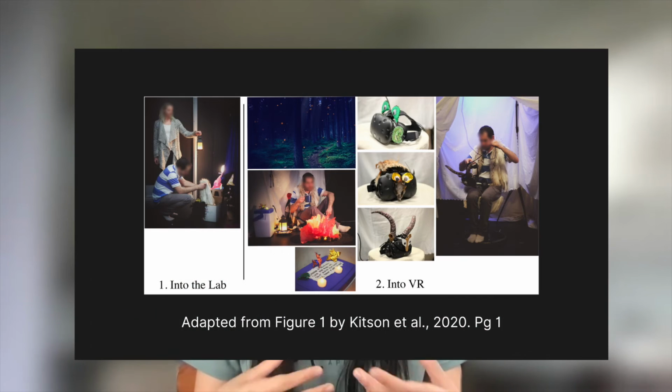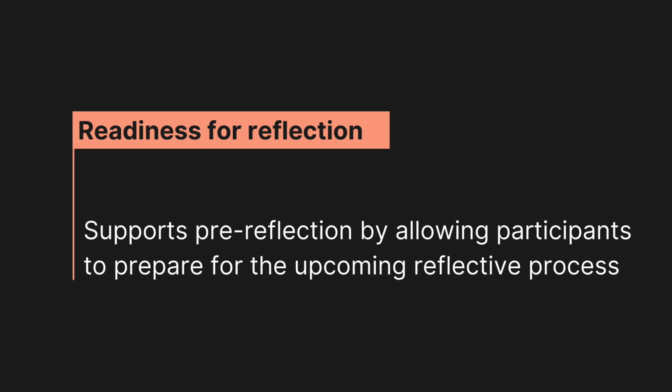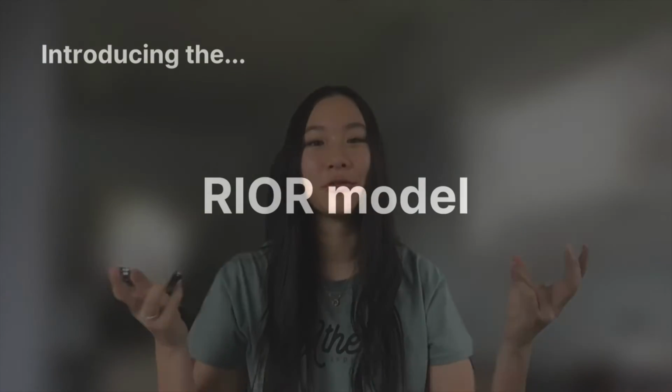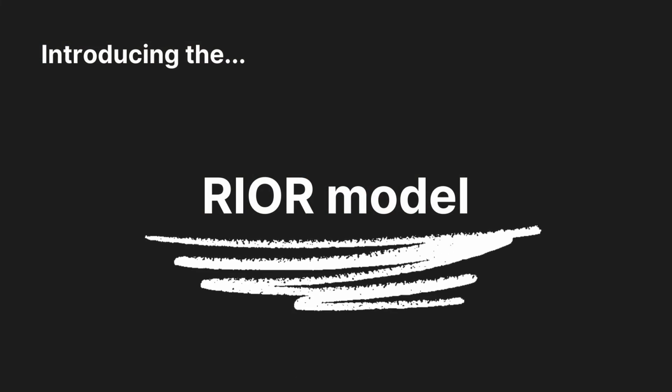So it seems that our IOR model held up quite well. But we found another design strategy in Kitson et al.'s work, where they foreshadowed in-game experiences in the lab. And this resulted in a shift in participants from their everyday mindset to one that is more open to engage with the experience. So we introduced one more element to our model, readiness for reflection, which is a stage that supports pre-reflection by allowing participants to prepare for the upcoming reflective process. This evolves our IOR model to our RIOR model, or real model, which coincidentally is a lot nicer to say.